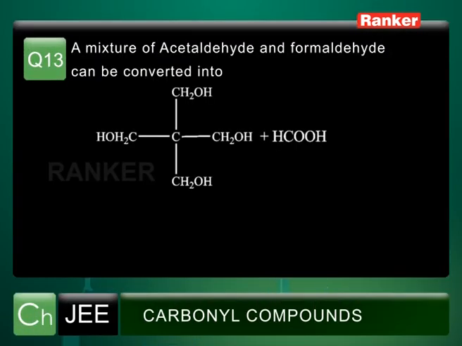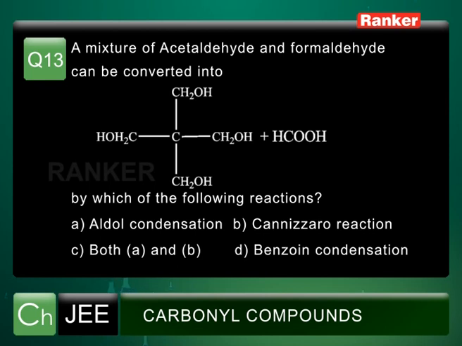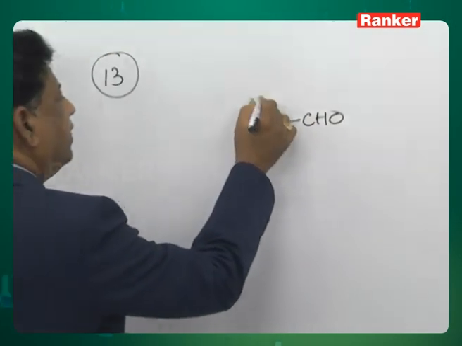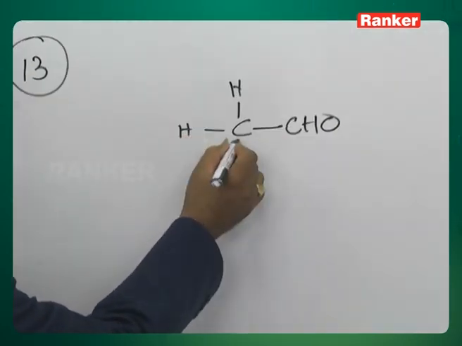The question is, a mixture of acetaldehyde and formaldehyde is converted into a specific compound plus formic acid by which of the following reactions? An aldol condensation, a Cannizzaro reaction, option C is both A and B, and D is the benzoin condensation. Here what is happening is, acetaldehyde has 3 alpha hydrogens.